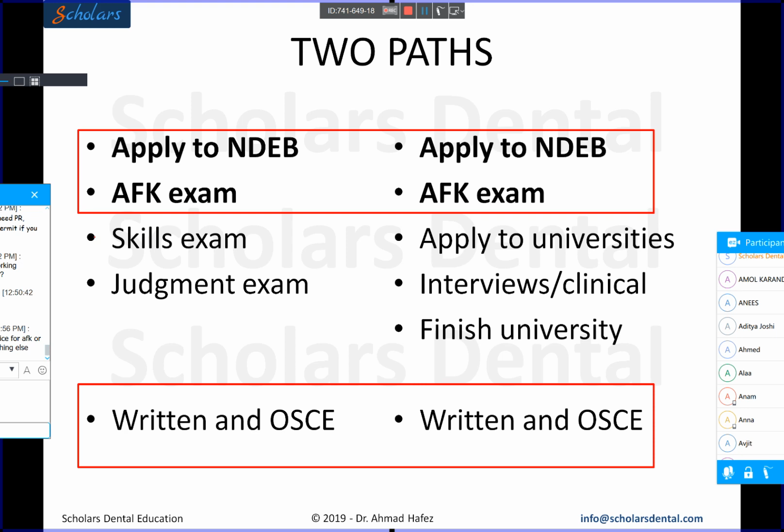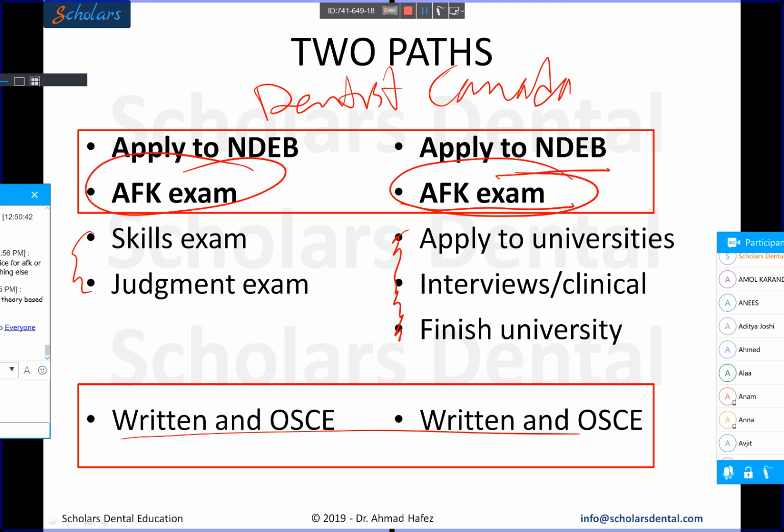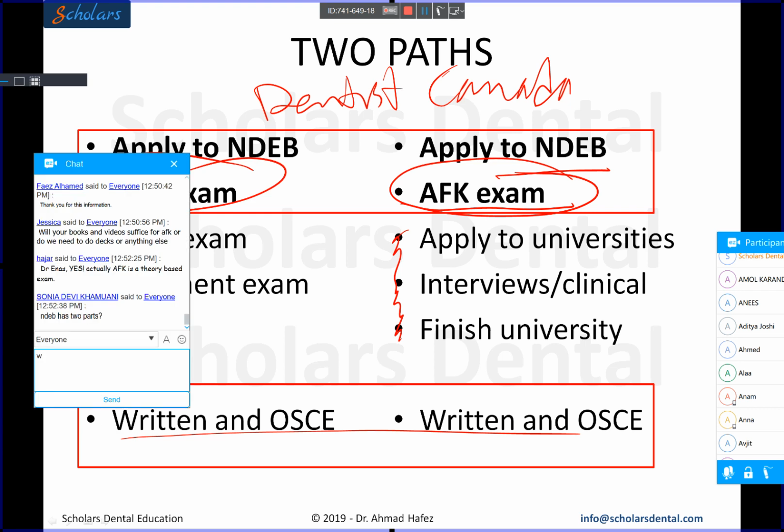If you decide you want to do the direct path, then you have to do the skills and judgment. If you decide to go to university, you have to learn how to apply, do interviews, and finish university. However, if you want to become a dentist in Canada, you have to start with getting to the NDEB and getting the AFK exam, and you have to end with the OSCE. This is why the most important thing is AFK to me, because that's where we all have to start.